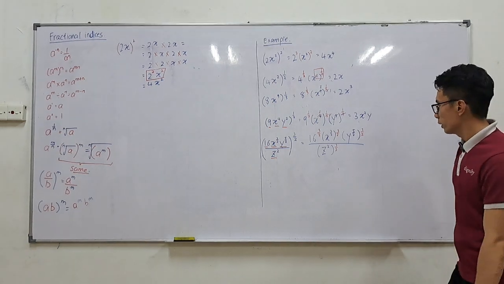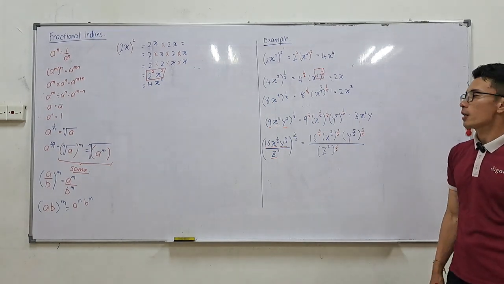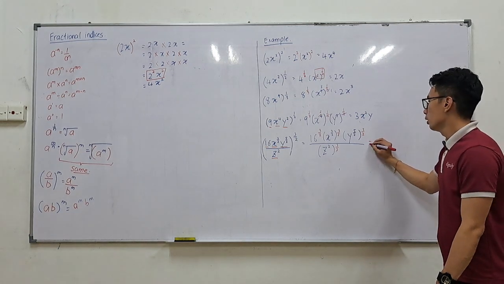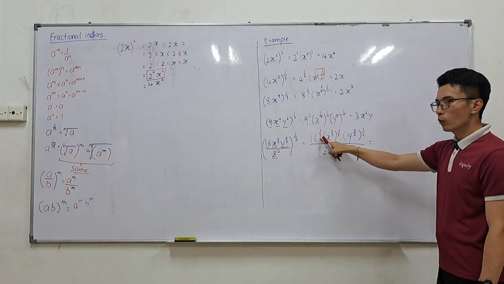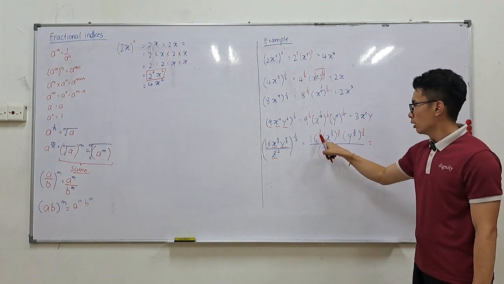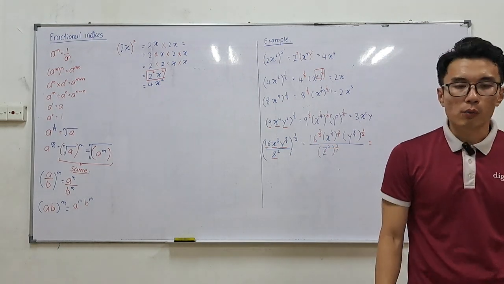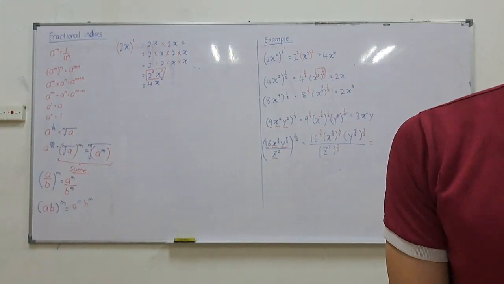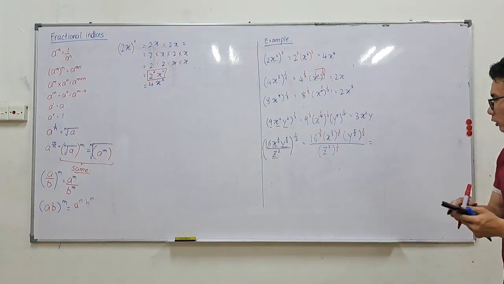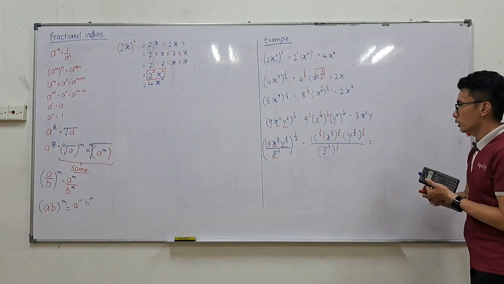Now let's just solve this. It might look complicated, but it's the same thing. We already understand what this is. The square root of 16 will give me 4. 4 to the power of 3, that's going to give me 64. That's my first term.